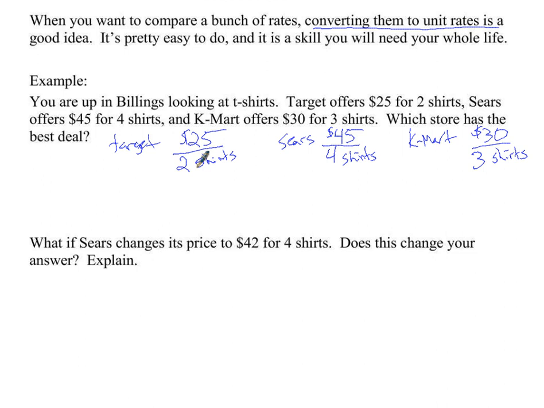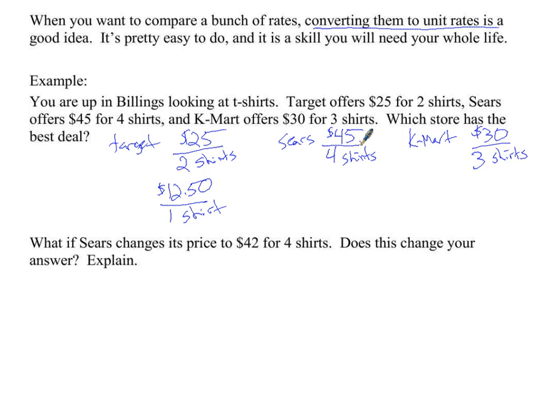So in other words, all I got to do is divide these 2 numbers. $25 divided by 2 is how much money? It's not 15. So 12.5. So in other words, $12.50 per 1 shirt. Is that a unit rate now? Yeah.